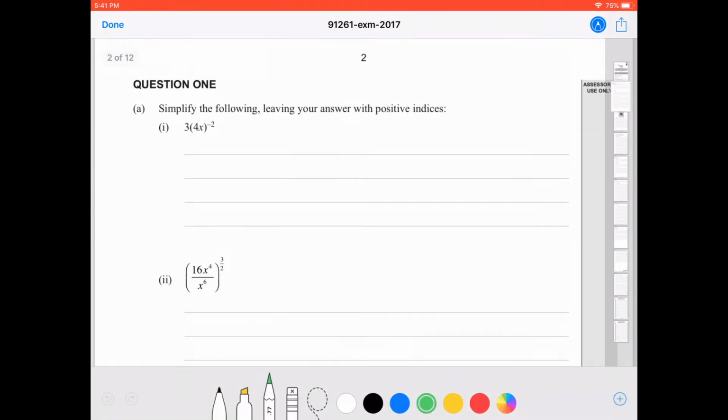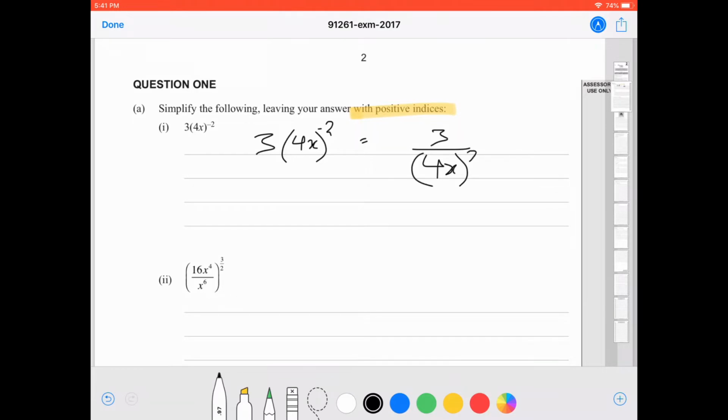So question 1a, we've been asked to simplify the following, leaving our answer with positive indices. The first one here, 3 times 4x, inside brackets, raised to the power of negative 2. The first thing we can do here is get rid of our negative indices. So we can say 3 over 4x raised to the power of positive 2 now.